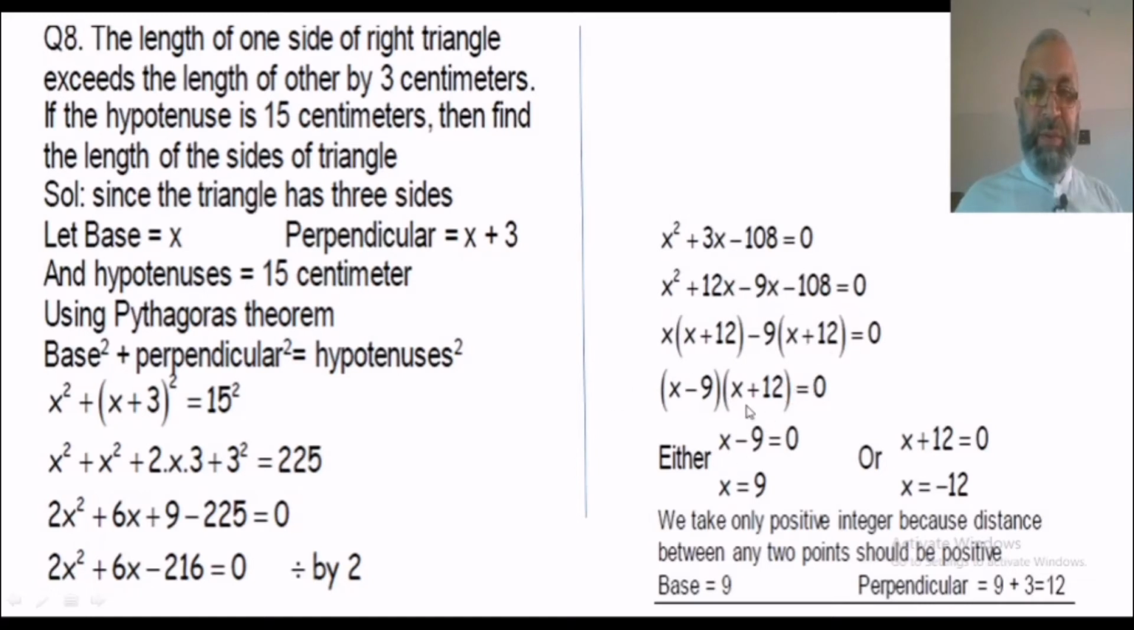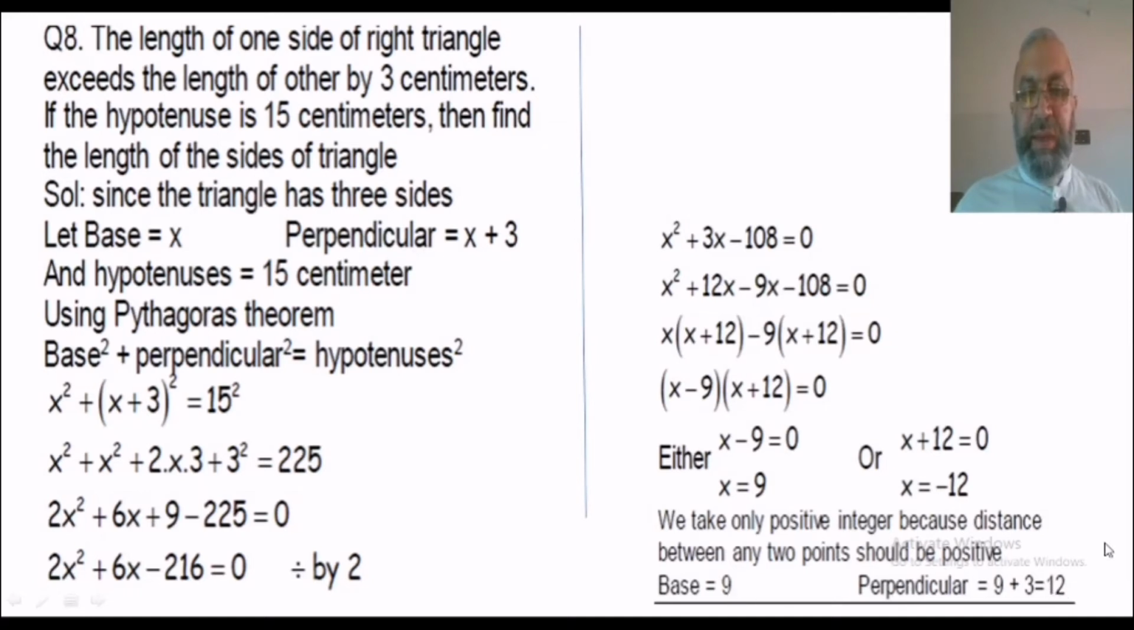So by putting x minus 9 equal to 0, we get x is equal to 9. And x plus 12 equal to 0, we get x is equal to minus 12. Again we take only the positive integer because distance cannot be negative, therefore x is equal to 9. That is, base is equal to 9 and perpendicular x plus 3, 9 plus 3 is equal to 12.